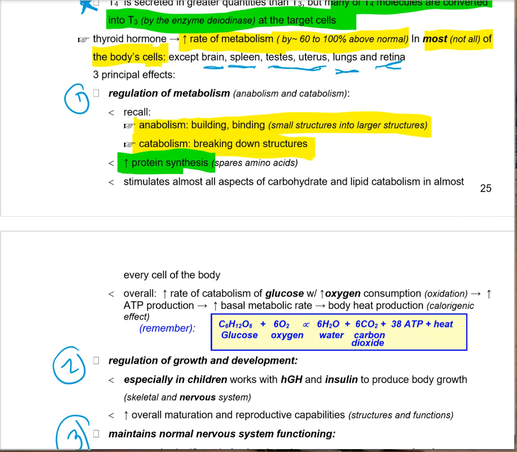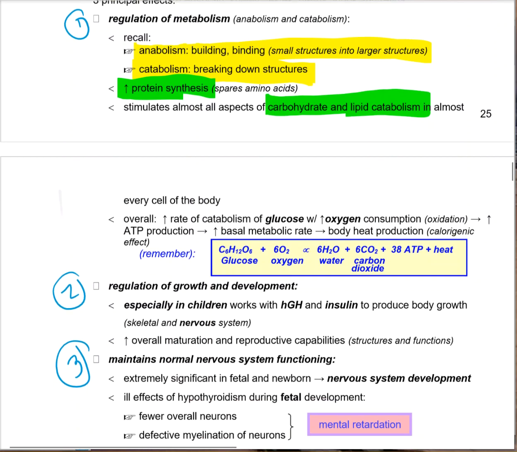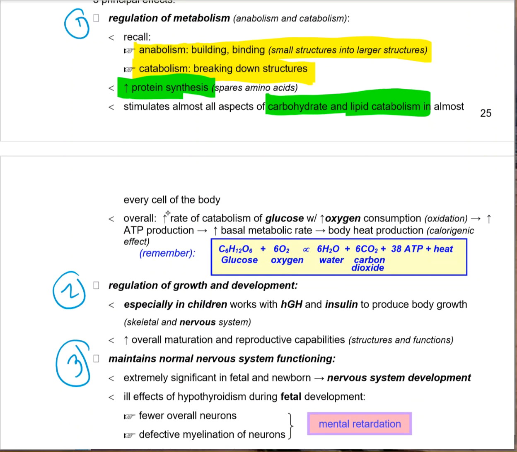So we want to have amino acids around to make proteins during metabolism. And we're also going to break down a lot of carbohydrate and lipids because we want to use that for fuel, right? Carbs and lipids are our two main sources of fuel. So if we increase the rate of catabolism of glucose, and we do that with oxygen, guess what we're going to make? We're going to get a lot of ATP.